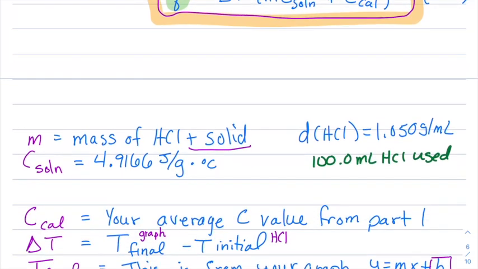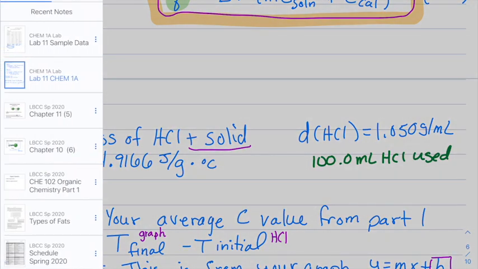First of all, M is the mass of the HCl plus the solid. And I have it underlined because this often gets forgotten. You need to add up the mass of the HCl and the solid.